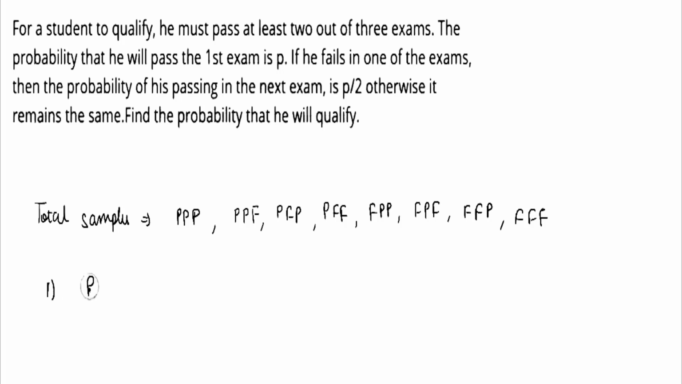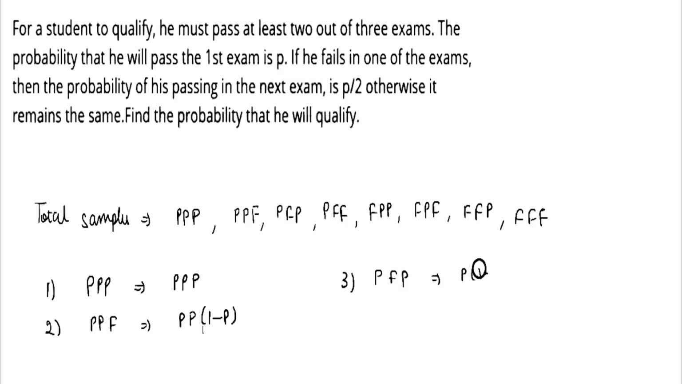If he passes the exam, that is P. Assume that he passed all the 3 exams. So the probability of passing all the 3 exams is P times P times P. For the second case, we will assume that he passes 2 exams and fails the third exam. So the probability will be P times P times 1 minus P, where 1 minus P is the probability of failing an exam. Third, first he passed the exam, then failed, then he passed the exam. So the probability will be P times 1 minus P.